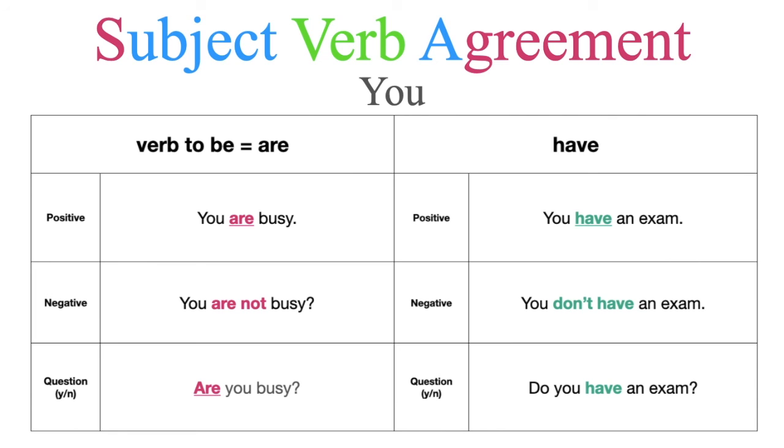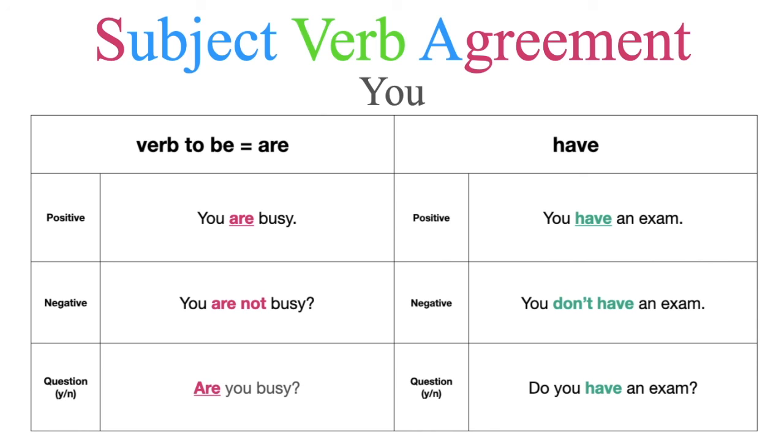Okay, this is a tricky one as well. When we use you, we're going to use the plural verb with are. I know in the previous video we've seen we and they plus are, but we also use the subject you with are as well. That's why it gets a bit tricky. So we've got you are busy, you are not busy, and are you busy?